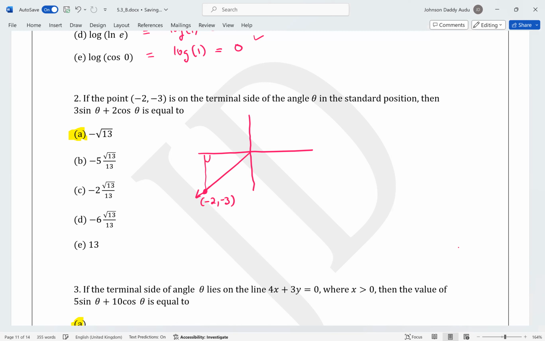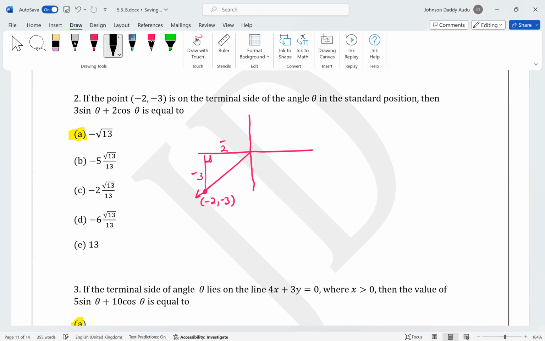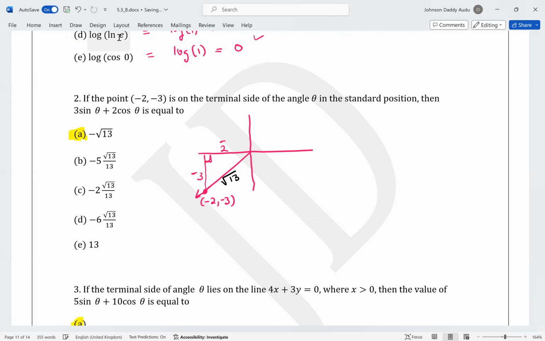Okay. So this is (-2, -3). That means this distance is going to be -2, and here is going to be -3. Remember, the sign just identifies that you're on the negative x or y axis, but the actual distance of x is 2, and the actual distance of y is 3. So what is r? By Pythagoras, this will be the square root of 13, right?